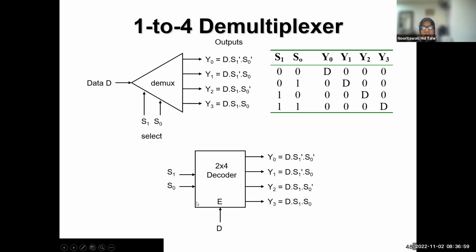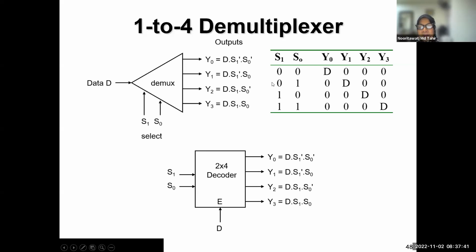Now look at this demux compared with a 2 to 4 decoder. It is almost similar. The select lines of the demultiplexer are like the inputs of the 2 to 4 decoder, and it has 4 outputs, but only one will be activated at one particular time. So you can understand the demultiplexer is similar to our decoder, and the data input is like the enable of the decoder.